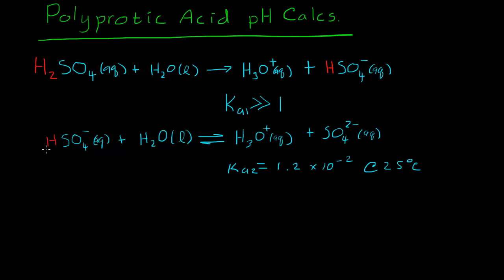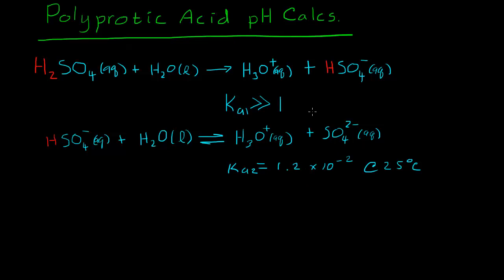Now we can donate the second ionizable proton from HSO4 minus, hydrogen sulfate, to water to make hydronium and just regular old sulfate. The Ka2 for that dissociation is 1.2 times 10 to the minus 2 at 25 degrees Celsius. So this second proton, we would consider a weak acid. It's not as weak as some acids we've seen. Look at this exponent, 10 to the minus 2. That's certainly less than 1, but not fantastically less than 1, like 10 to the minus 5 or 10 to the minus 8, or some other Ka values we've seen before.